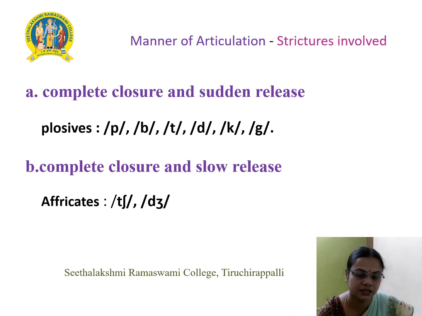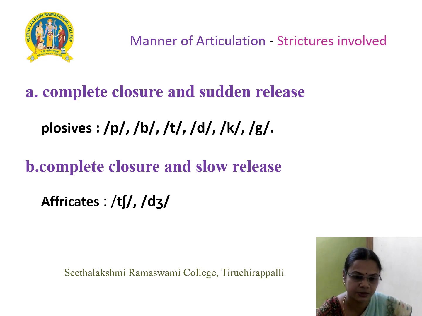Number 1, complete closure and sudden release. A complete closure at some point in the vocal tract behind which the air pressure builds up and can be released explosively. Sounds produced in complete closure and sudden release are called plosives. They are p, b, t, d, k and g.